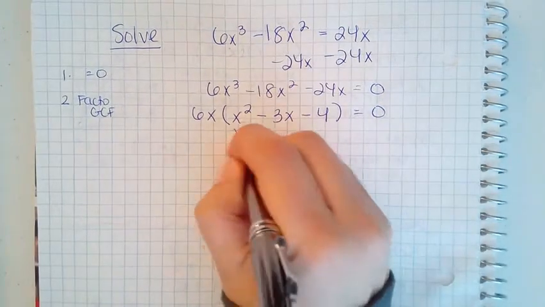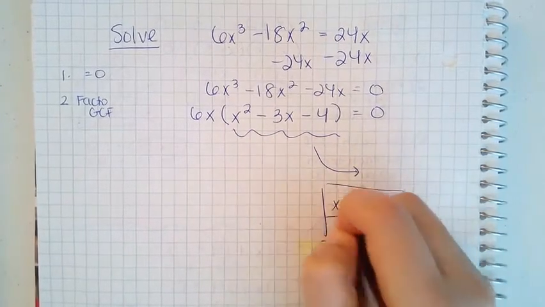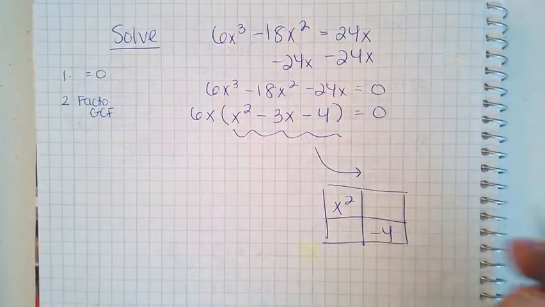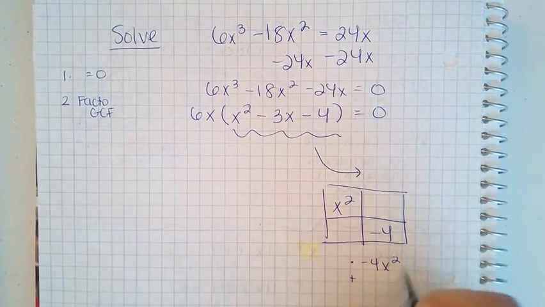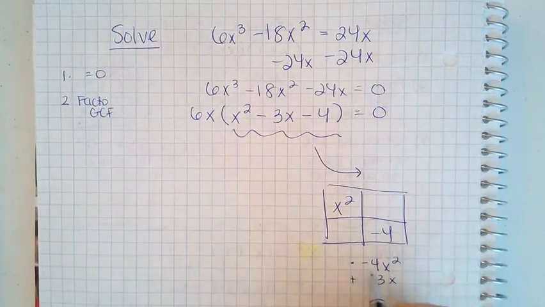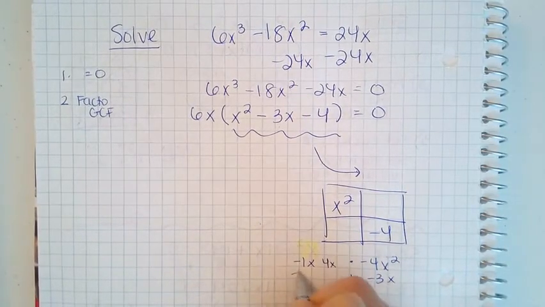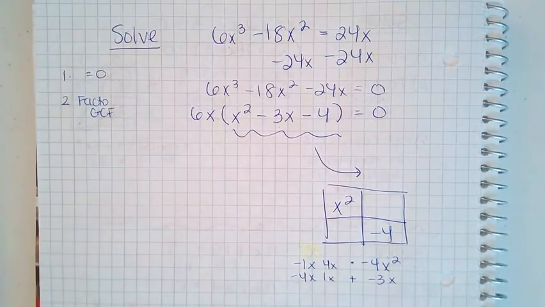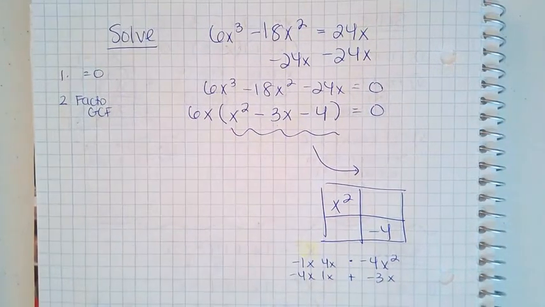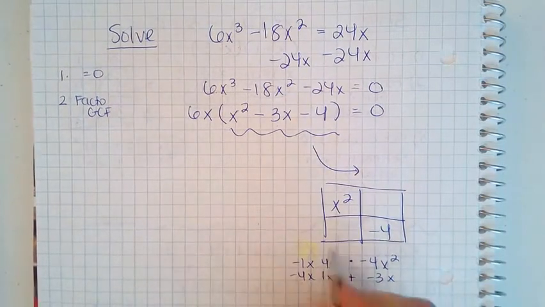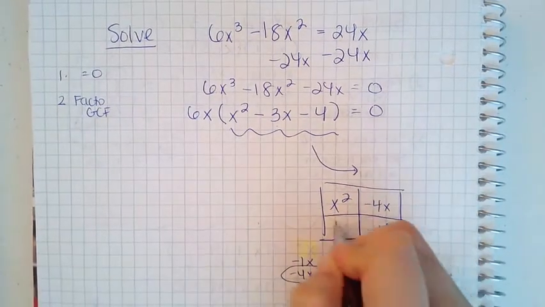So now what we have to do is use the box method on this portion. So I have x squared, I have negative 4, and then I'm trying to figure out what multiplies to negative 4x squared and adds to the middle term, negative 3x. And so I think of negative 1x and 4x and negative 4x and 1x. And the one that adds to negative 3x, I know there are other ones that work, but the one that works to give me negative 3, I see it already, so I don't have to make any more. So there it is. So I have negative 4x and 1x.